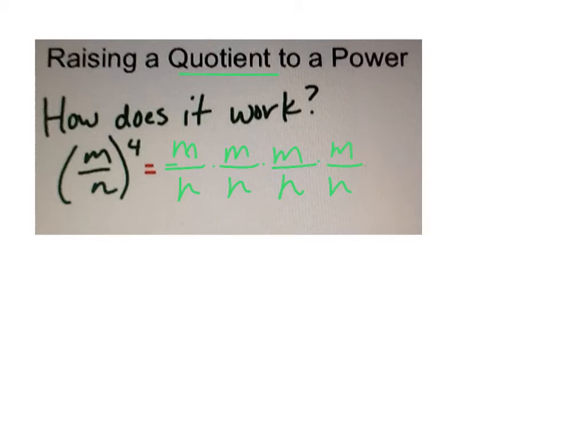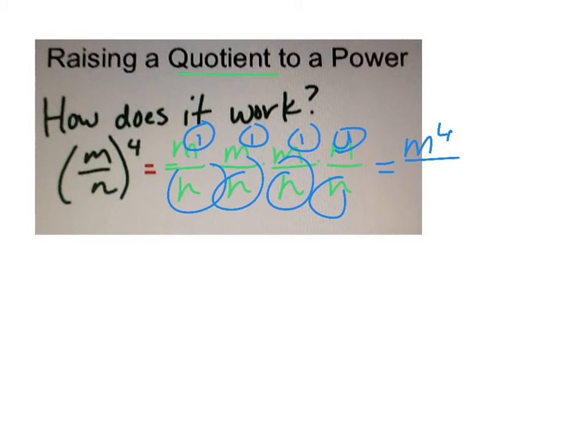Well, the rules for multiplying fractions, if you can simplify and reduce, you can, but this is just all variables here. So we literally would take all the tops multiplied and all the bottoms multiplied. Well, each of these m's is basically m to the 1st power, and when we multiply with the same base, we add the exponents, so that gives us 1, 2, 3, 4. So that's m to the 4th power on top, and it'd be 1, 2, 3, 4, n to the 4th power on the bottom.